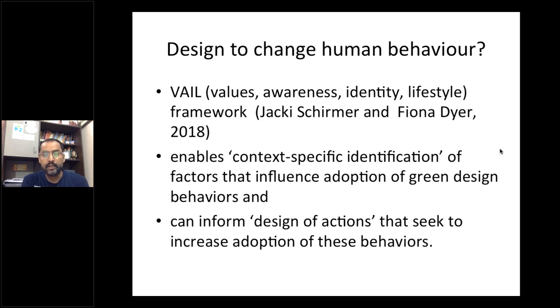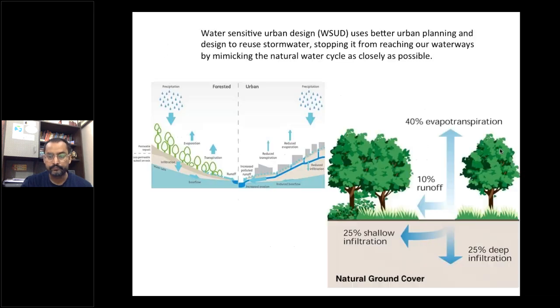And that should be done through awareness of the value system, the awareness and knowledge of the people, their capacity, knowledge and caring, in terms of the local idea, the identity of the city and the place, and the lifestyle. There is this WALI framework given by Skinner and Dyer; you can refer to their paper. It stands for values, awareness, identity, and lifestyle. This is very important for some of these pressures and drivers.